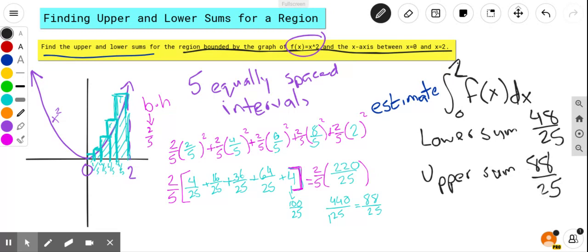So somewhere in between those two, if I did more and more intervals, right? So I only worked with 5 intervals, but if I had done 10, I would have gotten a smaller range, a smaller difference between the lower and upper sum. If I'd done 100, even smaller range, they'd be closer and closer together. They wouldn't be exact, but they'd be a lot closer. So hopefully this helped to show you how to find the upper and lower sums when they ask you to use the intervals. Yeah.